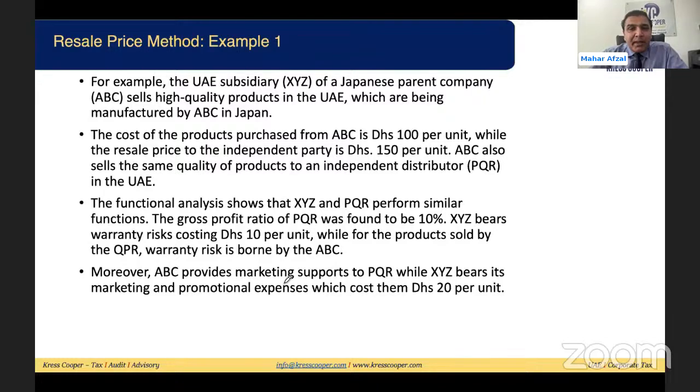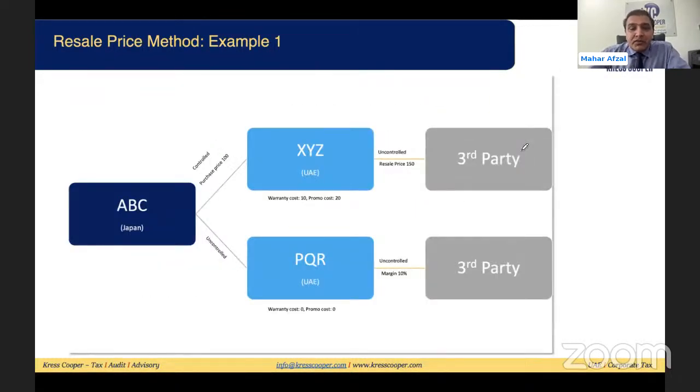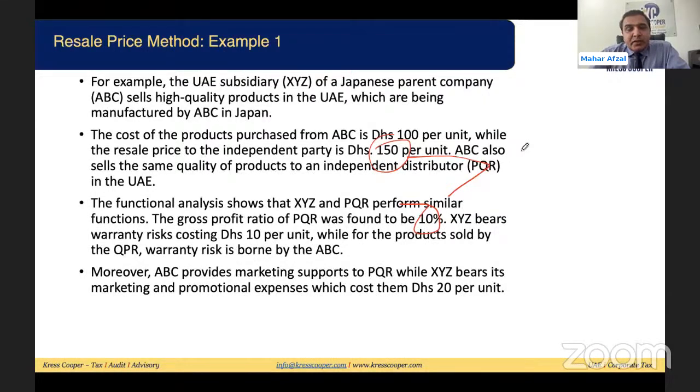If I multiply 150 with 90%, apologies, the pen is not working, otherwise it would have been much clearer. So 150 into 90%. 150 is the sales price, 10 is the margin, so 150 into 10%, the remaining will be the cost. Cost will be 150 into 90%, which is 135. Sorry, 150 into 90% gives 135 as the cost.